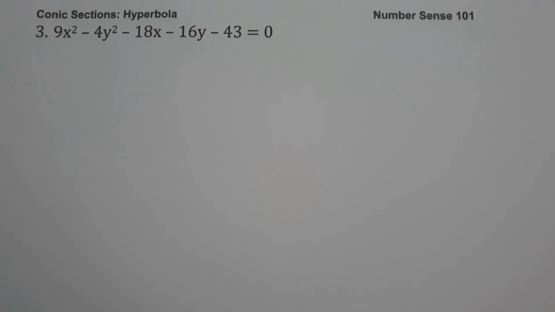On our last example, we have 9x squared minus 4y squared minus 18x minus 16y minus 43 equals 0. Since the given equation is written in general form, let us convert this one into standard form in order for us to determine the coordinates of the vertices, co-vertices, foci, the equation of directrices, the asymptotes, and the length of the latus rectum.